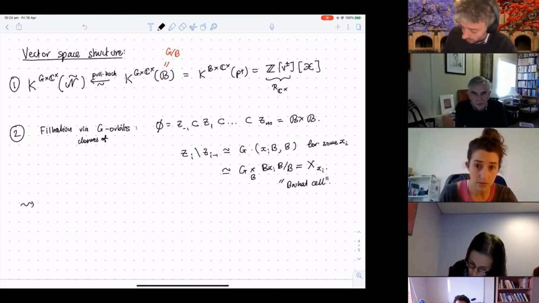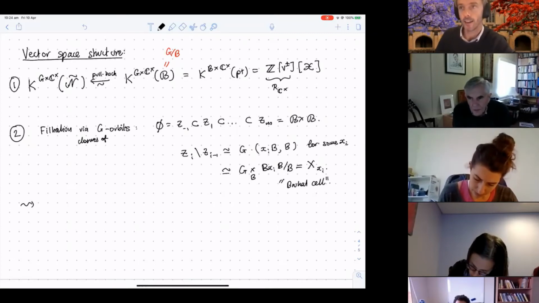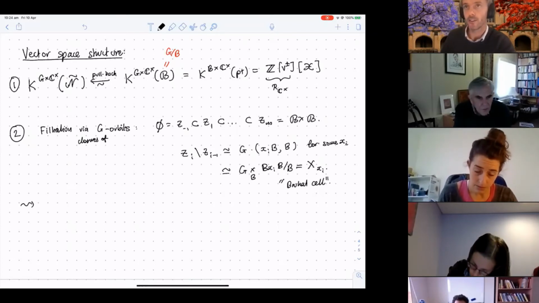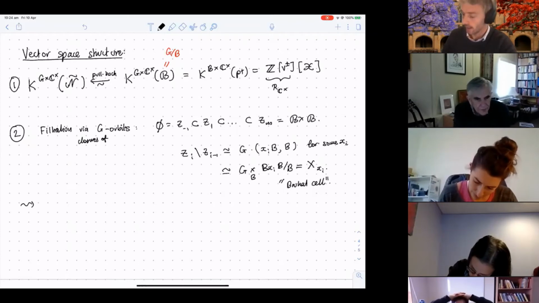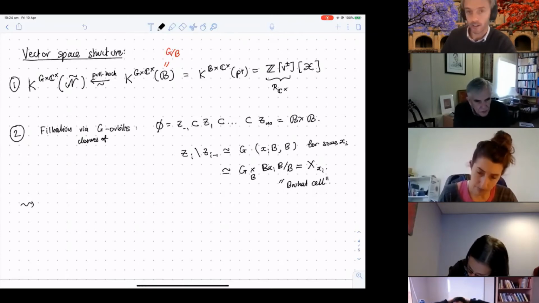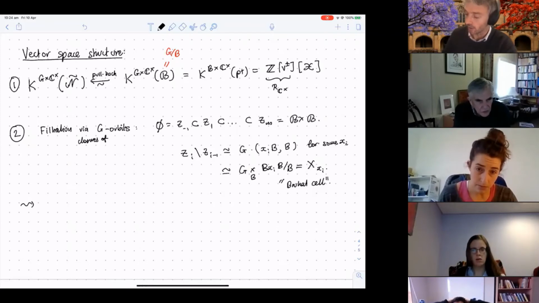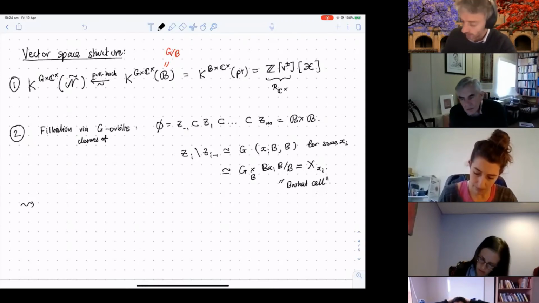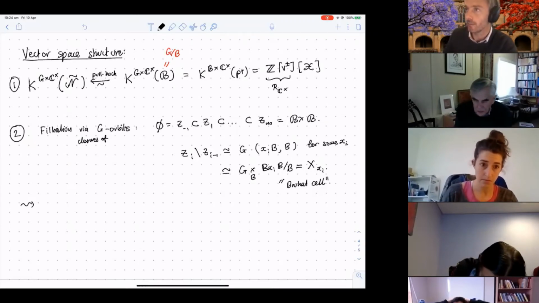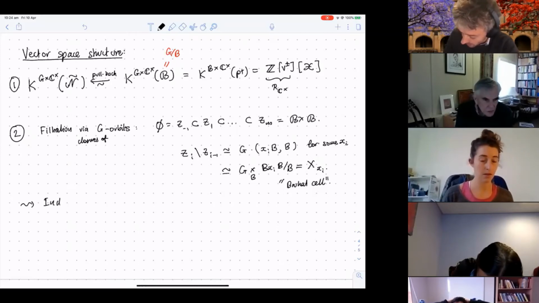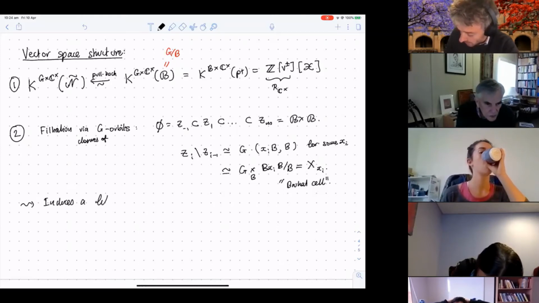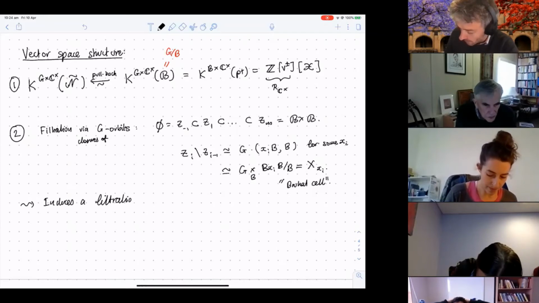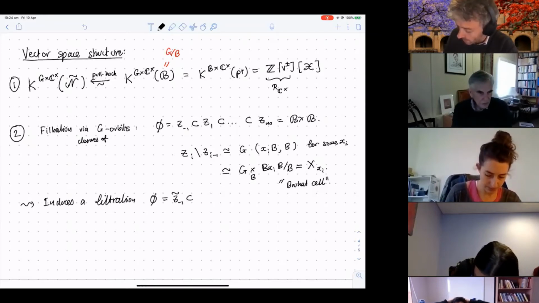Remember the Steinberg variety is the conormal space to the G orbits on B times B. And so that tells us that the irreducible components of the Steinberg variety are indexed by the same set as our Bruhat cells. So this induces a filtration. Empty set equals Z minus 1 tilde.